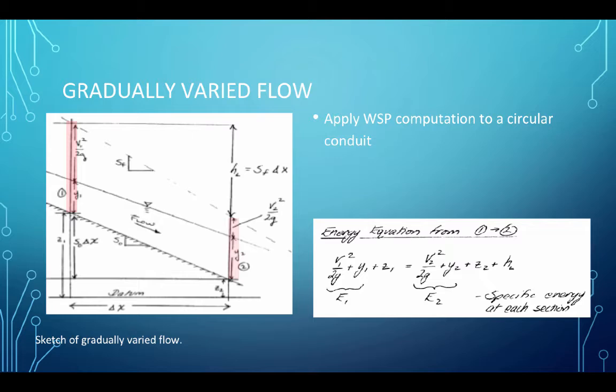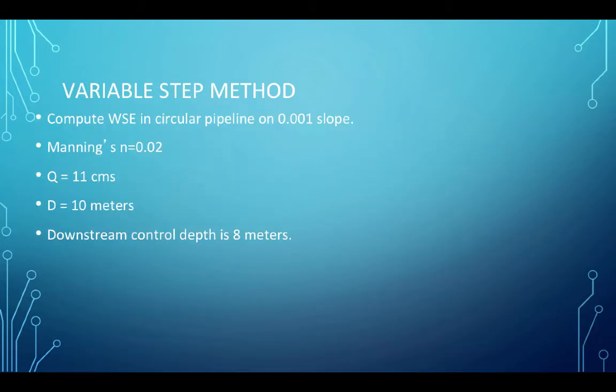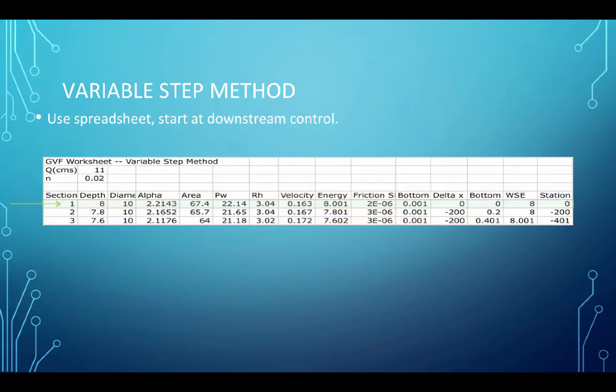We can also do this for a circular conduit. So the only difference in a circular conduit is how we get the Froude numbers. And let's compute the water surface elevation in a circular pipeline on 0.001 slope, Manning's n of 0.02, discharge of 11 cubic meters a second, diameter 10 meters. Is a big pipe. That's 30 feet across. You can drive cars through that. Downstream control depth is 8 meters.